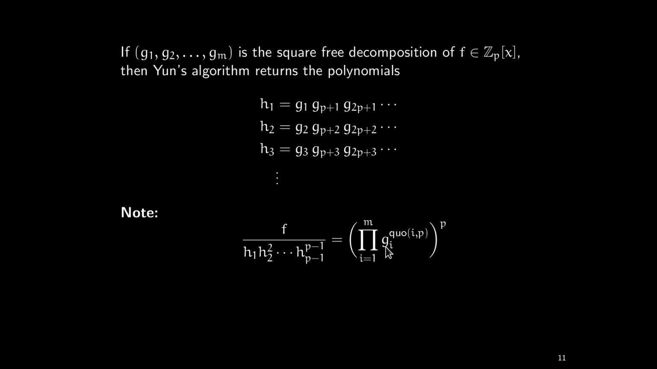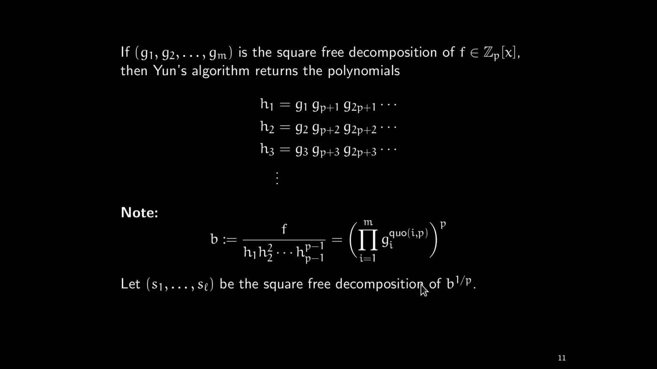I don't have access to the g's at this point, but I have the fact that this quotient of polynomials is a power of p. I can compute this quotient of polynomials, and then I can also take the pth root in the polynomials over the finite field with p elements. That's an easy thing to do. We just did this in the proof. And then I can recursively compute the square-free decomposition of this one.